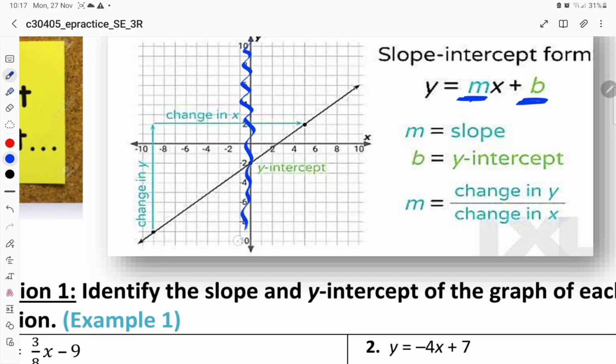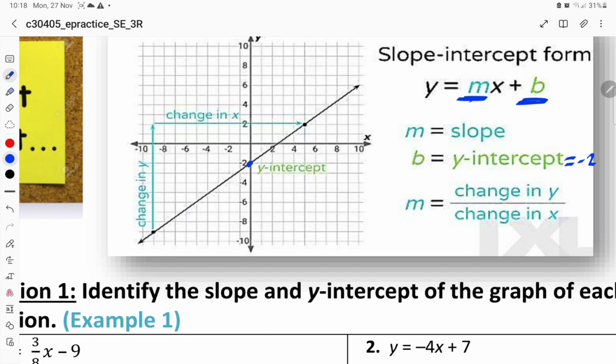This is the y-axis, and I have my line. I want to know from this y-axis what is cut. Look, they are intersecting at -2. So we can say that the y-intercept is equal to -2. What about the slope? We have a graph, so rise over run, or change in y over change in x.